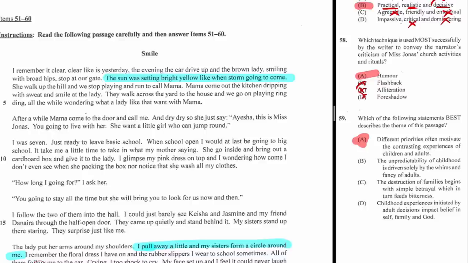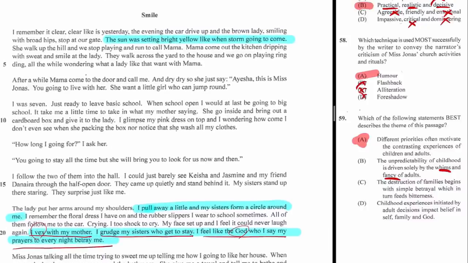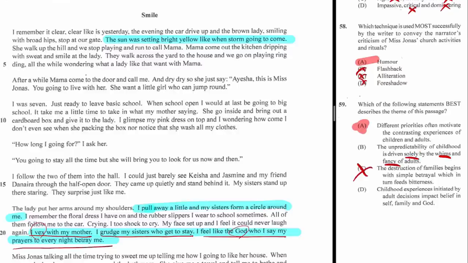We see here that B is actually not a bad answer. The unpredictability of childhood is driven solely by the whims and fancy of adults. Now, this term, whims and fancy, is not one I would use. It sounds as if the adults are just saying and doing whatever they please with no reason, just to mess up the children's lives. But we see where there is some amount of reasoning and logic behind sending this little girl away to live with Miss Jonas. Also, solely, this word is just too strong. And these two are out.